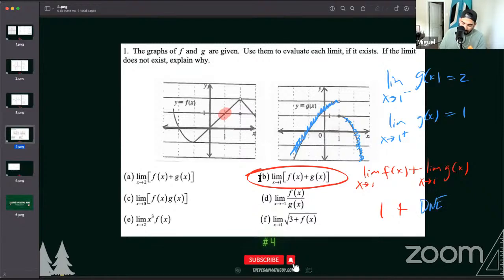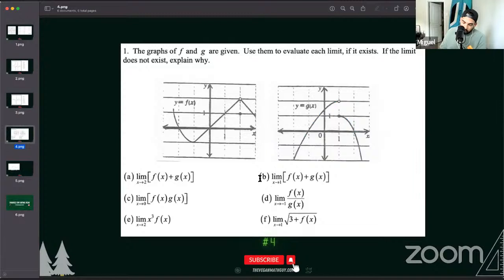So what happens here? We have 1 plus DNE, which doesn't work for us. So we're going to say that this limit, the sum of the limit of f and the limit of g, does not exist. Okay, hopefully that made sense for you guys. Now let's go on to problem C.